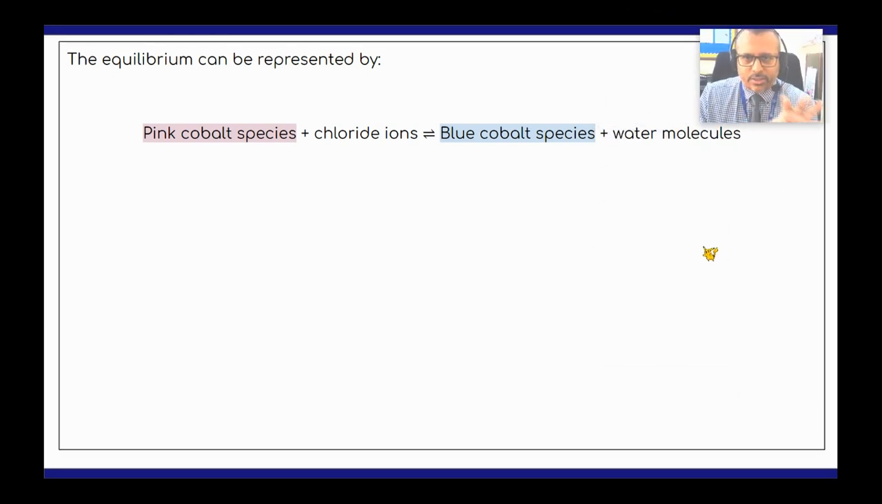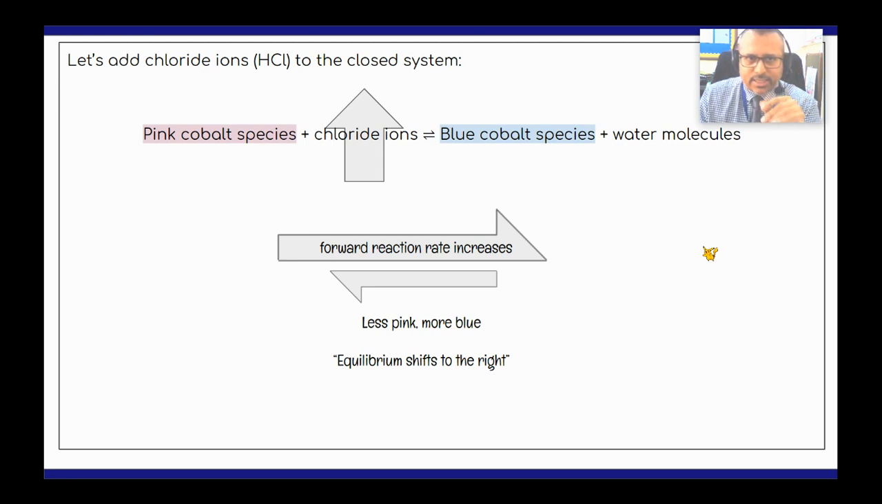So let's add chloride ions, as we did in the video, to the closed system. So if it was violet and we added chloride ions, we would find that the forward reaction increases. There's more chloride ions to combine with the pink species. So that helps the forward reaction. It doesn't help the reverse reaction. So you get more forward reactions happening in a unit of time. That means that your forward reaction rate increases. It becomes more blue and less pink.